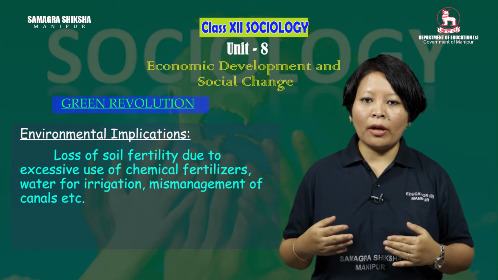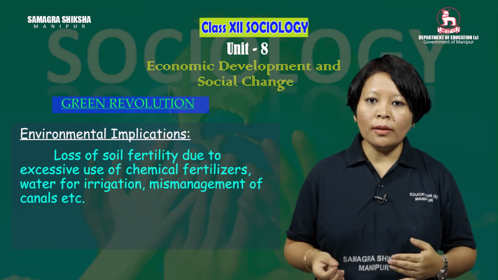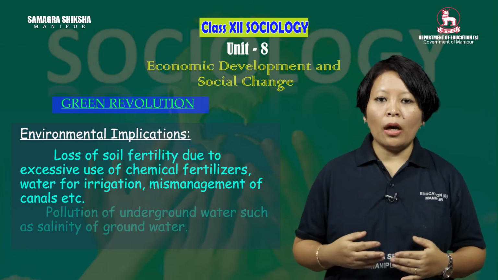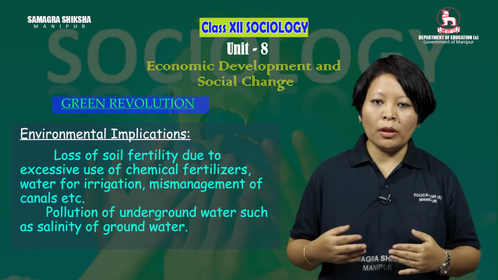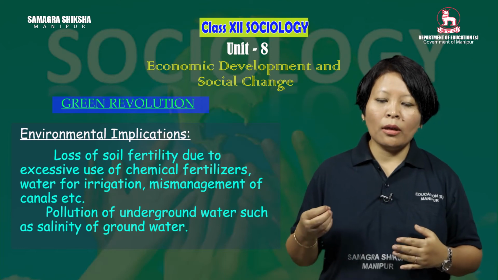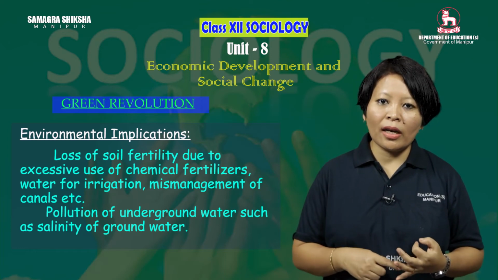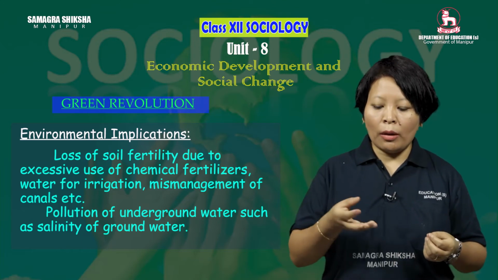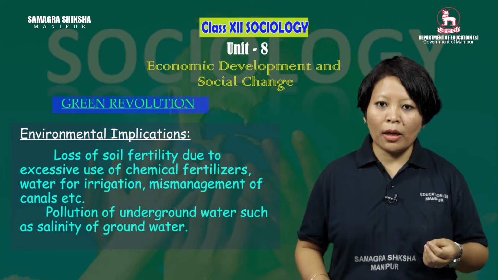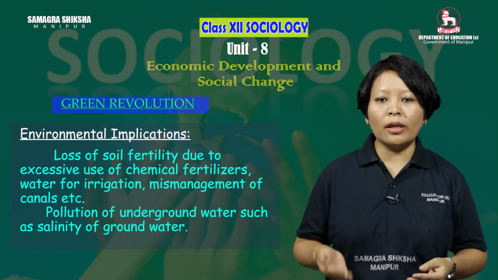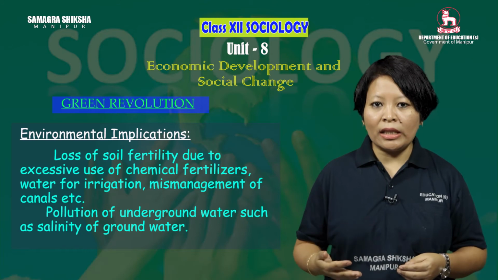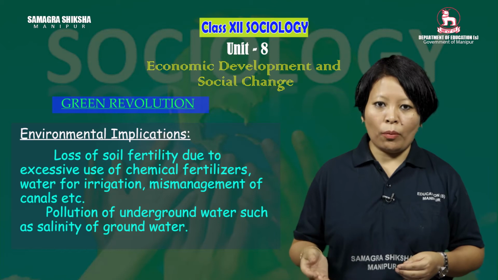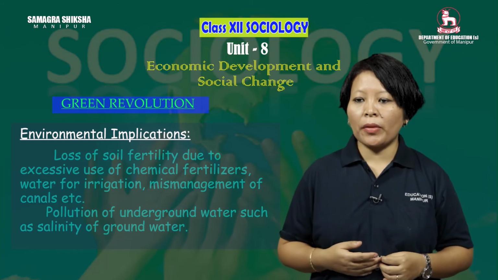Even underground water is polluted. Lots of chemical fertilizers, pesticides, insecticides, weedicides are used, and they penetrate the soil and cause underground water pollution and salinity, which is very harmful for the crops and vegetables.